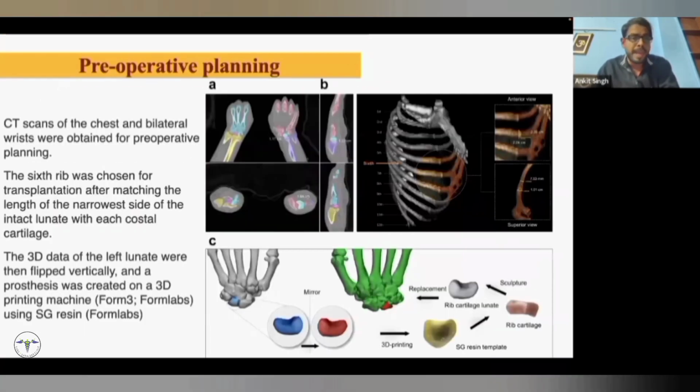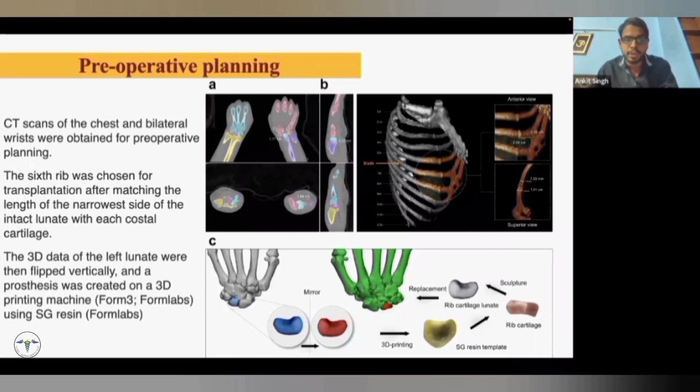Now the pre-operative planning was done and the CT scans of the chest and bilateral wrist were obtained. The sixth rib was chosen for transplantation after they matched the length of the narrowest side of the intact lunate with each costal cartilage, and they determined that the narrowest matches with the sixth rib. The 3D data of the left lunate was then flipped vertically in order to match the lunate of the right side, which was the involved side.